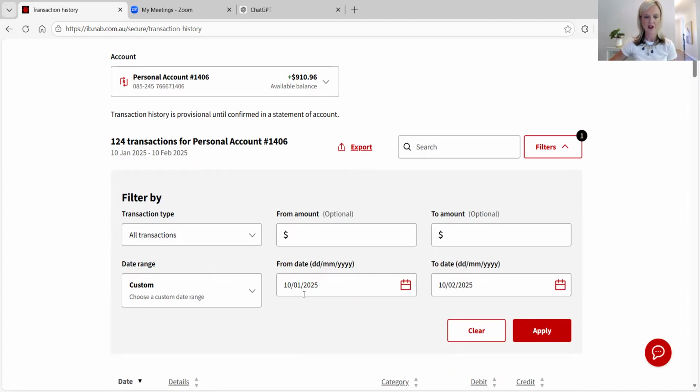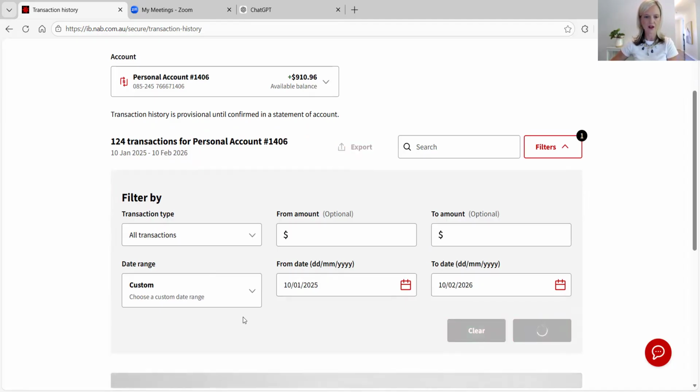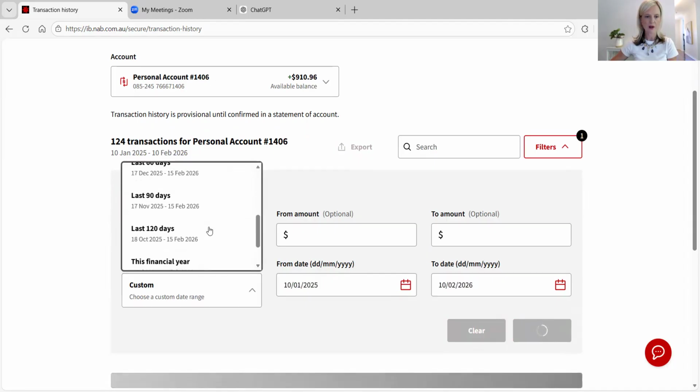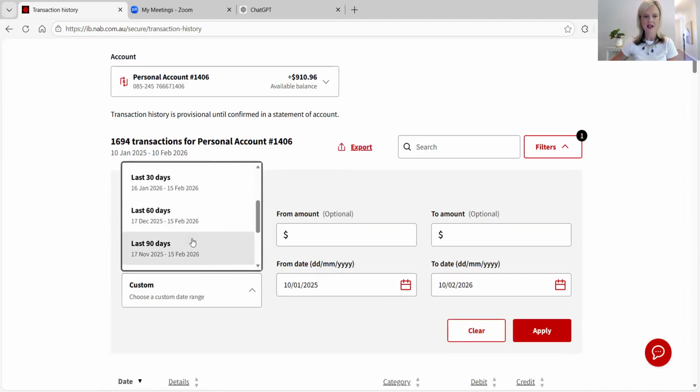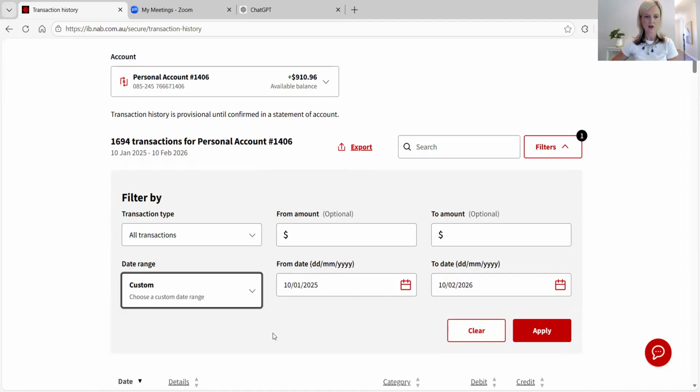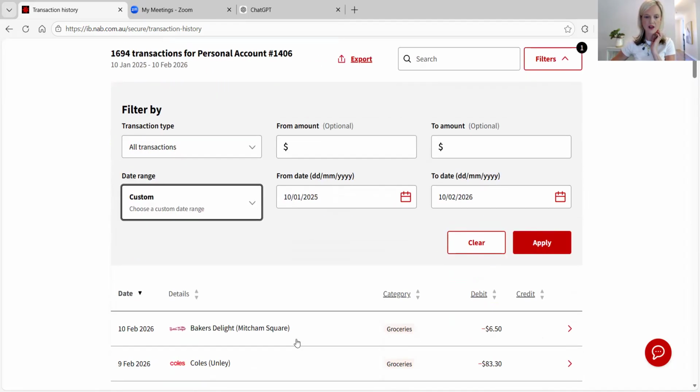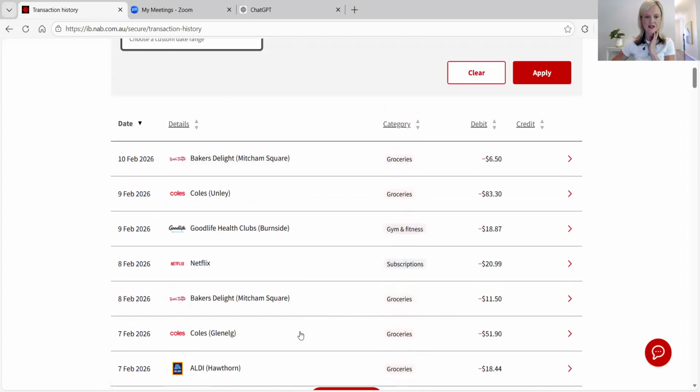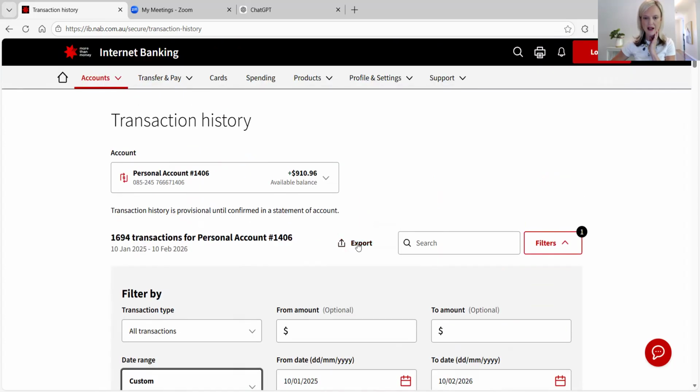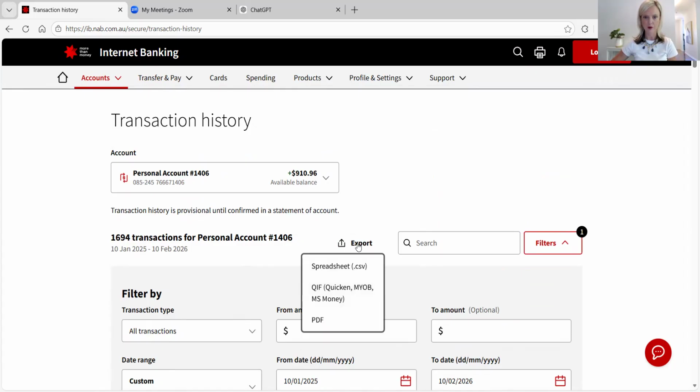So what I've done here is I've got a date range of the last 12 months. So we just do 6 and we're just going to apply that. A lot of them have different ranges where you can do the last 30 days, 90 days, or 12 months or financial year. And then you can just see here all of my bank transaction history. The most important part is to export. So we just click that export button.